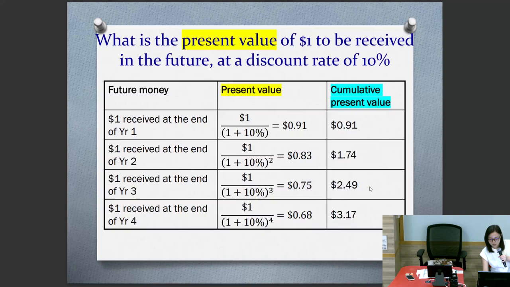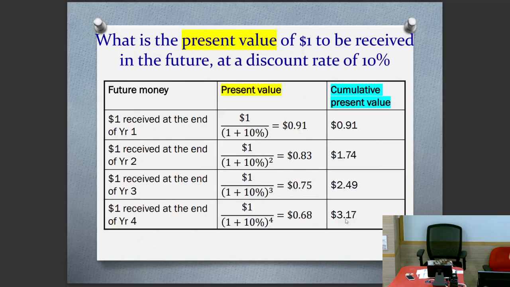And on the right-hand side, we have some cumulative present value. So after 1 year, you get 0.91. And then after 2 years, if we add up these two present values together, it will be 1.74. And then these three values adding up together, 2.49. These four adding up together, 3.17.